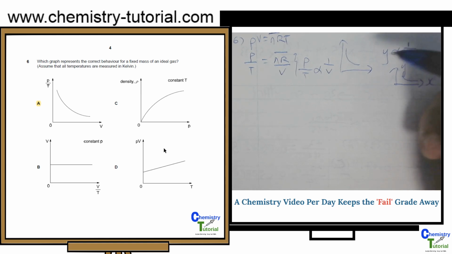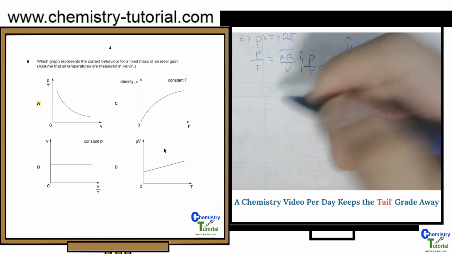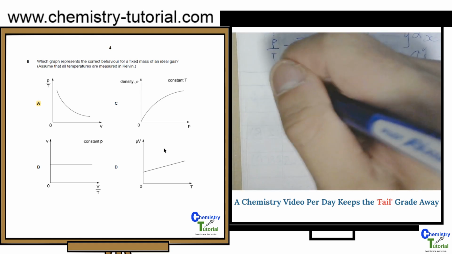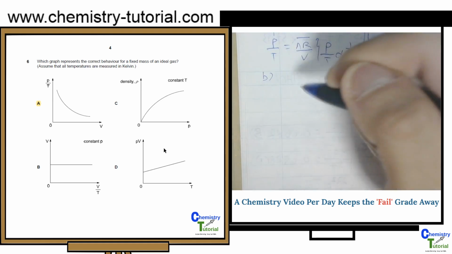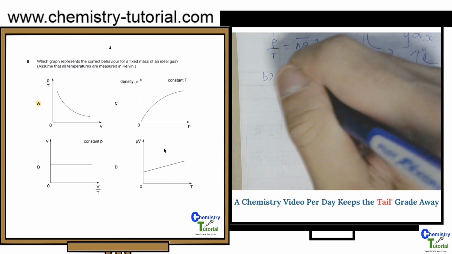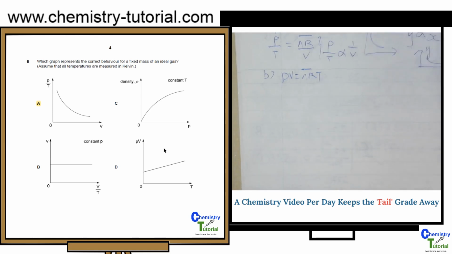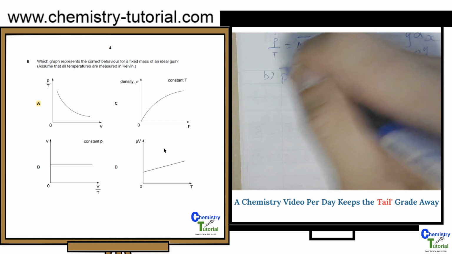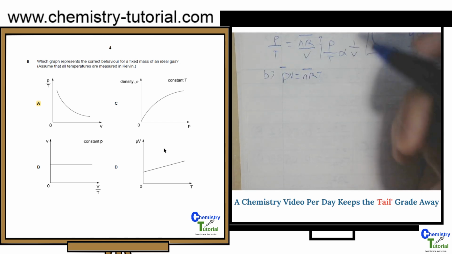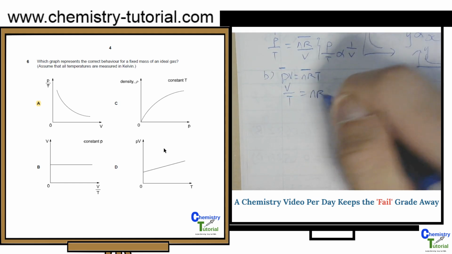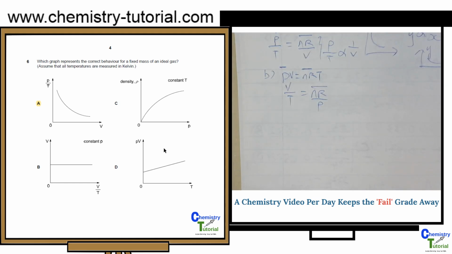Let's look at option B. Option B is the one at the bottom, I don't want to mistake it for the one on the right side. So for option B, we have PV equals nRT. Since the mass is fixed, n is fixed, and R is a constant, so R is fixed. Now, we also have a constant P, so P is fixed. That means V over T equals nR over P. This whole thing is a constant.